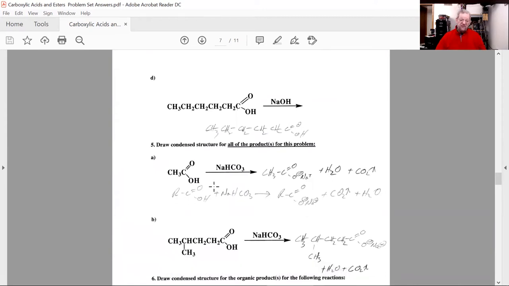Now, here's an important one. Remember, draw or give all the products for the following reaction. What's this? Carboxylic acid, acid. Sodium bicarbonate, baking powder. That increases the pH by neutralizing or reacting with the acid to form the carboxylate anion. CO2 is given off as a gas. You'd see bubbles. And water.